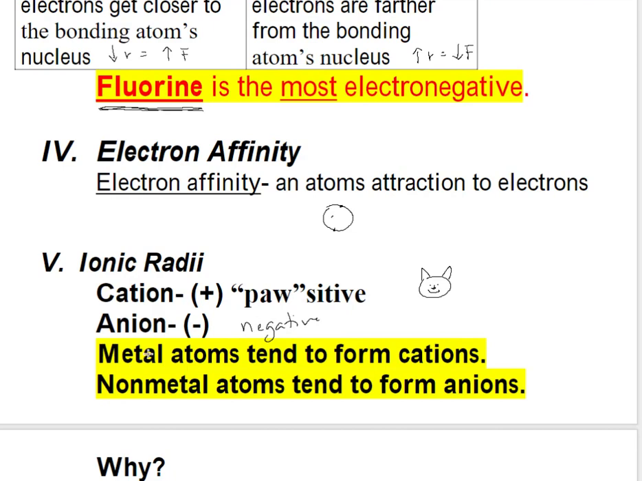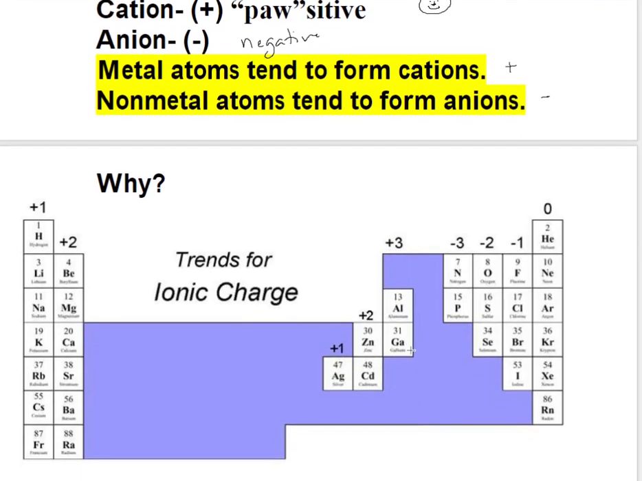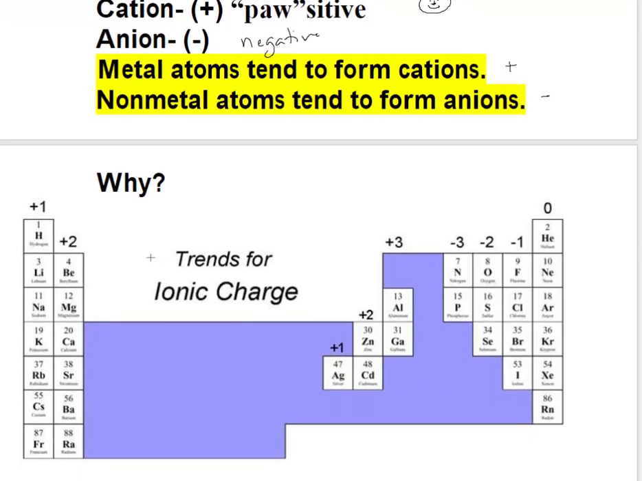The metal atoms tend to form cations. They're positive. So all the elements on the left of the periodic table tend to be positive. Nonmetals tend to form anions, which are negative. So the right side of the periodic table tends to form negatives. Why is that? And here is a summary of that.